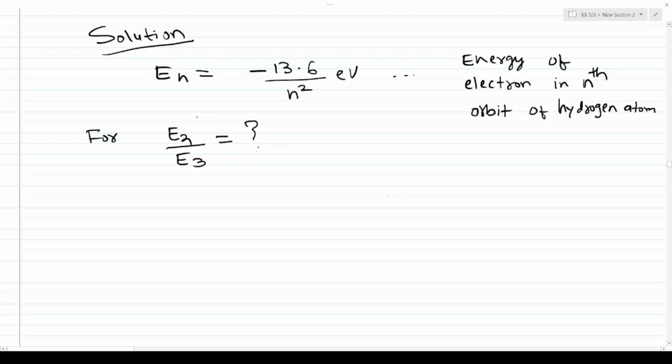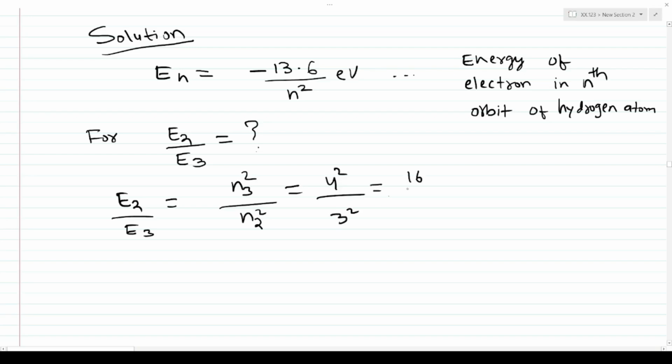Here is the solution. Energy of electron in nth orbit of hydrogen atom is given by En equals minus 13.6 upon n square, and the unit is electron volt. We need to find out E2 upon E3. So E2 upon E3 equals n3 square upon n2 square, that is equals 4 square upon 3 square equals 16 upon 9, which implies the ratio of energies of second excited state to third excited state is 16:9.